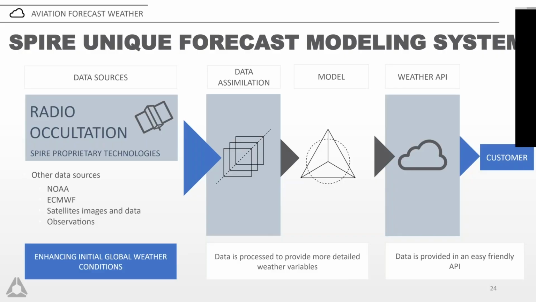Now, how do we integrate this technology into our models? We use a combination of multiple data sources: NOAA, ECMWF, satellite images, and observations. And we add on top of that a unique source of data, which is radio occultation data. And only Spire has access to this data. This process allows us to enhance our initial global weather condition. Then we process this data into more detailed weather variables, and we're able to provide the weather forecast via an easy API-friendly solution.